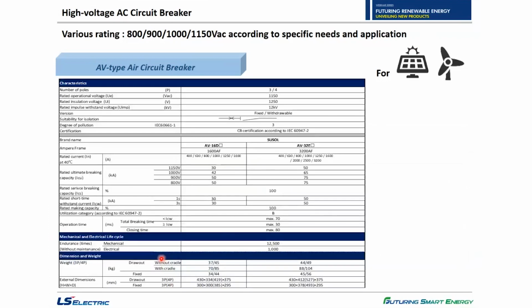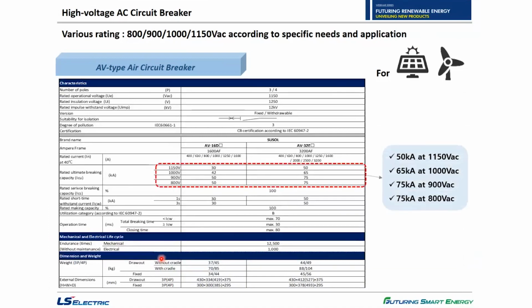Here I would like to show you the breaking capacity according to voltage range. Based on two different frames, 1600 and 3200, our AV series will offer various breaking capacity. We also believe that our upgraded feature will help you use a smaller power transformer connected to the power converter. Our maximum breaking capacity of short circuit is 75 kiloamps at 900 and 50 kiloamps at 1150.